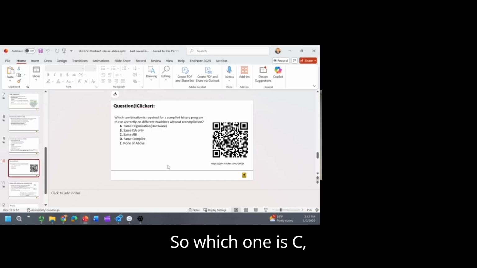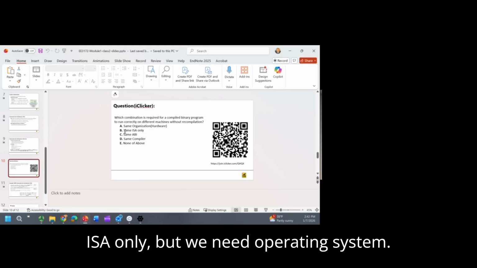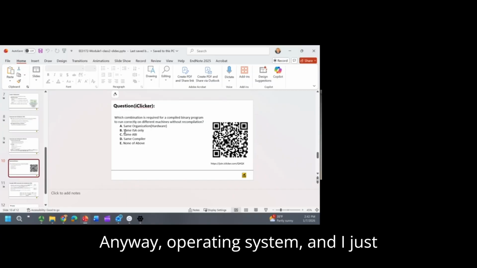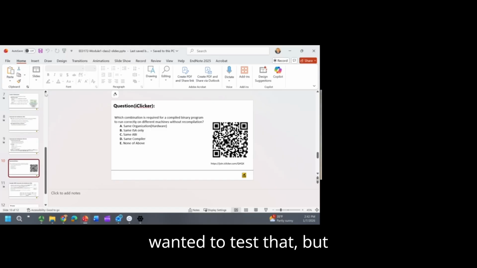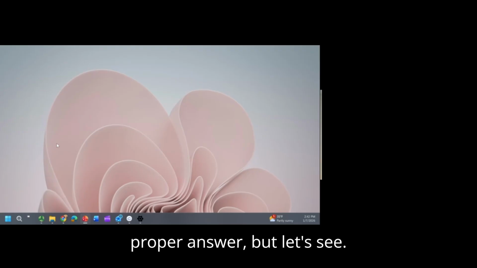So which one is C? I think. I didn't tell you. Okay, so C, you mostly answered B, I think. ISA only, but we need operating system. Anyway, operating system, I just wanted to test that, but operating system and ISA called ABI. So ABI is the proper answer, but let's see.